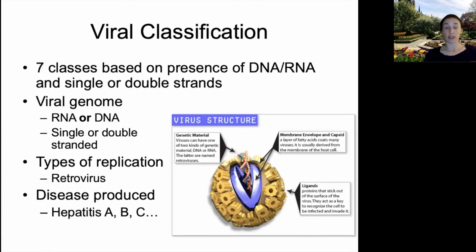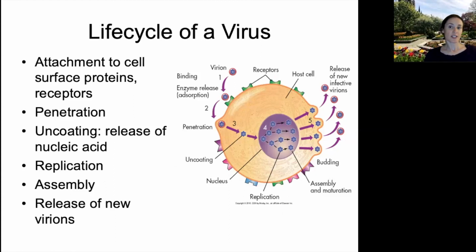The viral genome can be either an RNA or a DNA, and it can be single or double-stranded. It uses retrovirus replication, and the disease can produce things like hepatitis A, B, and C. So the life cycle of a virus includes attachment of the virus to the cell surface protein receptors. It then penetrates that host cell. It uncoats itself and releases that nucleic acid, and then replication occurs. Assembly of a new virus, and then the release of that new virion into the system.